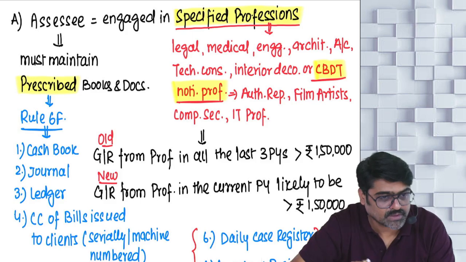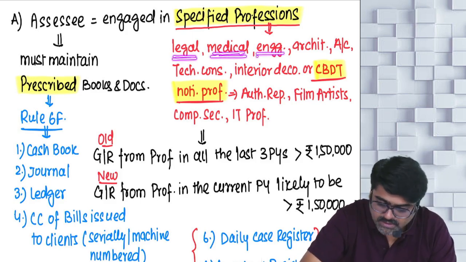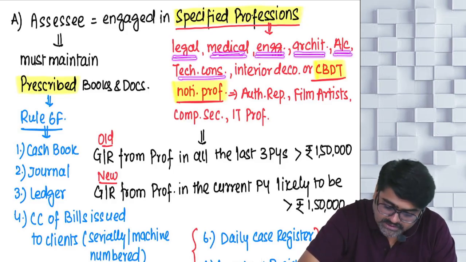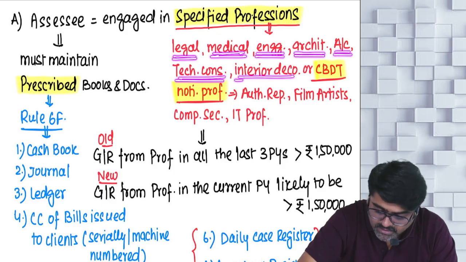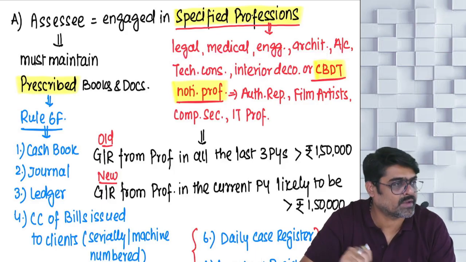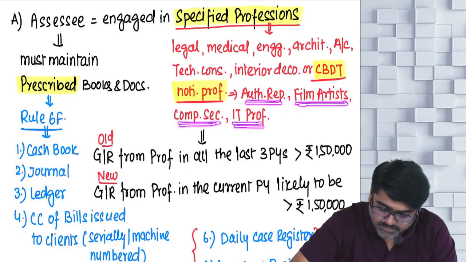So tell me, first one, lawyer. Second one, doctor. Third one, engineer. Fourth one, architect. Next one, chartered accountant. Next one, technical consultant. Then interior decorator. 7 professions are there, and 4 professions notified by CBDT: authorized representative, film artist, company secretary and IT professional.